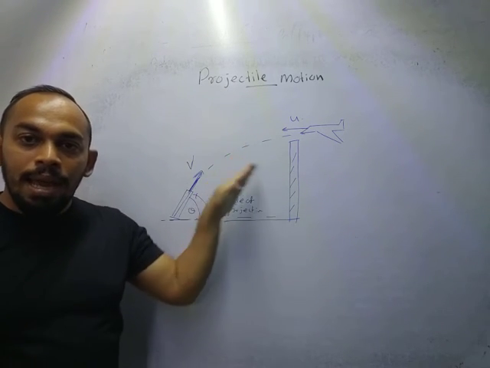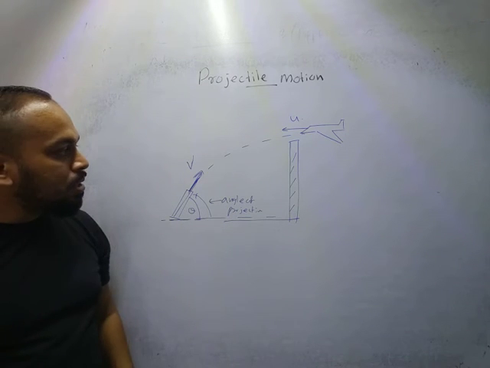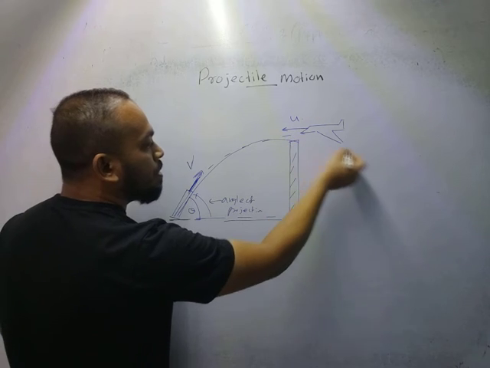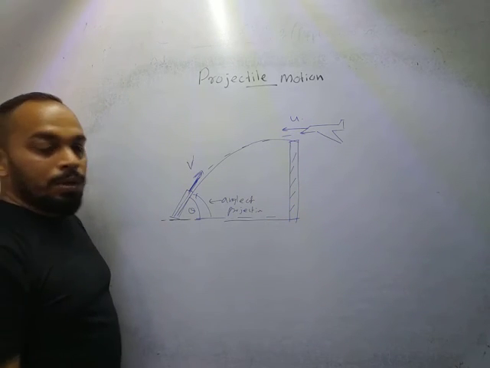You can also change the angle of elevation of the throw, such that it will pass over the wall.